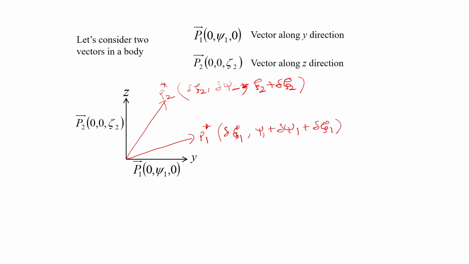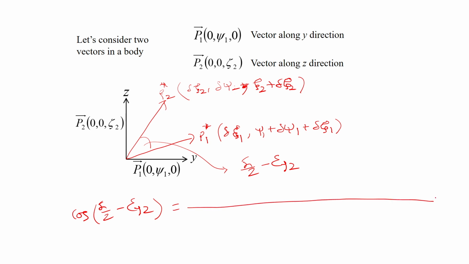And so, the angle between these two vectors can be written as pi by 2 minus epsilon yz. So, epsilon yz is the amount of angle by which these two vectors have come closer, relative to pi by 2. So, the angle between them is pi by 2 minus epsilon yz. So, the cos of this angle, cos of pi by 2 minus epsilon yz, can be written as, now this is from the vector calculations.